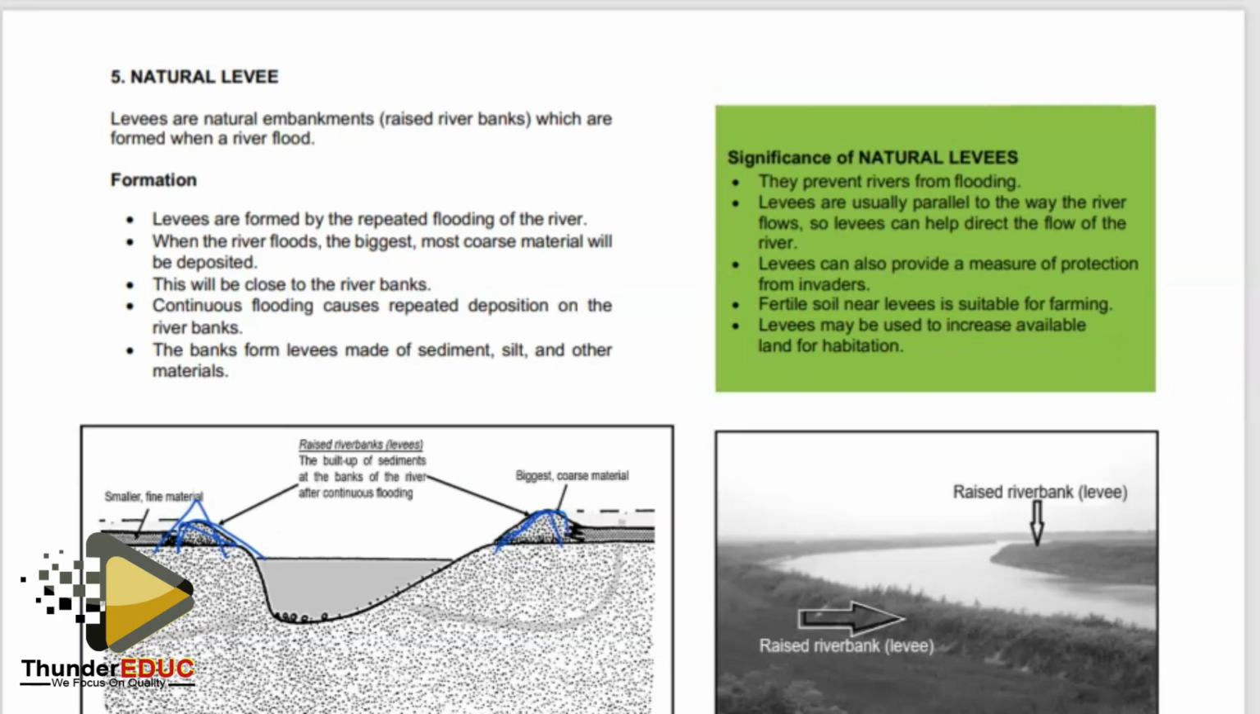We do have artificial levees. I think if you have checked some rivers, there is the development of some embankments which are man-made along the river channel to reduce the risk of flooding. So these ones are natural. They occur naturally because of deposition. That is why we call them natural levees.